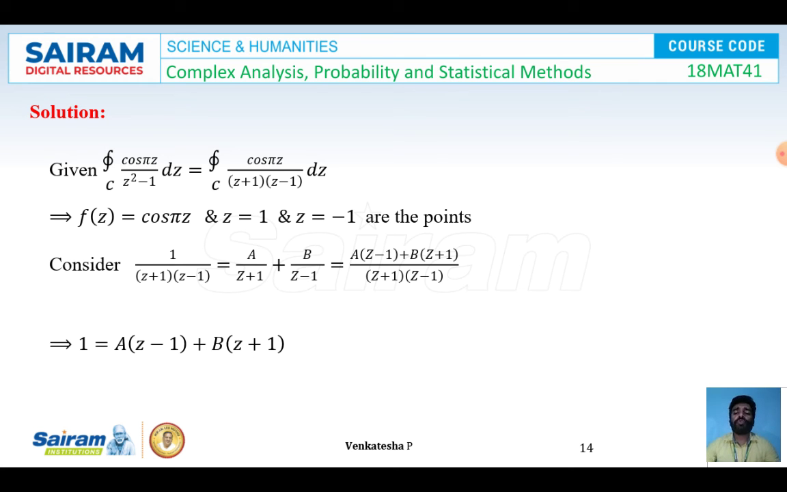So now we have to find the values of A and B. To find the value of A, we have to eliminate B. To find the value of B, we have to eliminate A. So first I am taking z is equal to 1, so I can find the value of B. Next I am taking z is equal to minus 1, so I can find the value of A here.